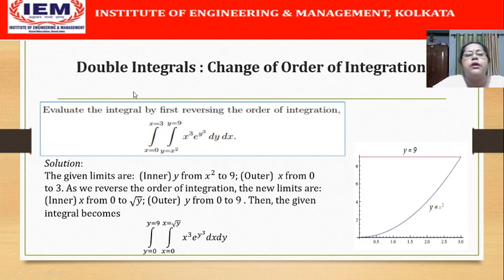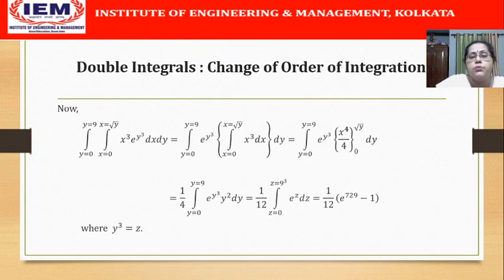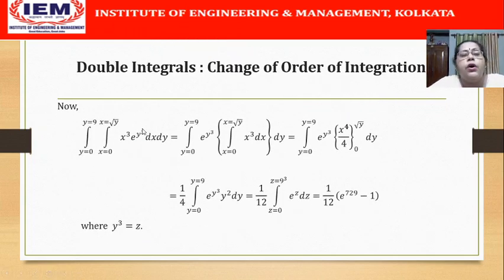So therefore, the given integral gets converted like this: y equal to 0 to y equal to 9 and x equal to 0 to x equal to root y, x cube e to the power y cube dx dy. And let us try to evaluate this integral now. Can we do that? Yes. So what is happening here now? We will first integrate with respect to x.